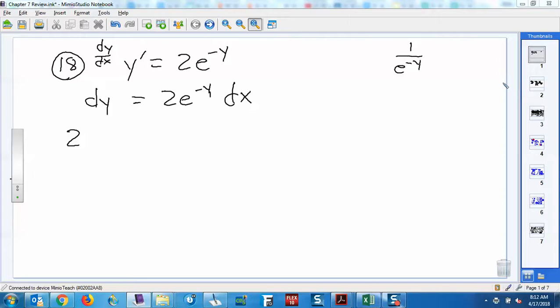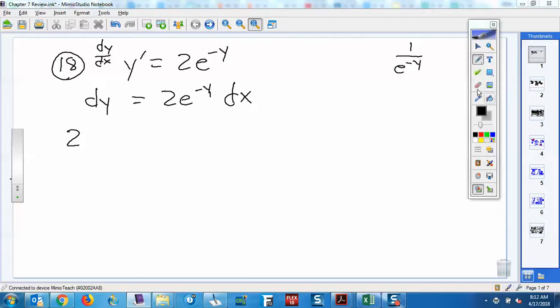I would leave the 2 over on that side. I would not divide it over. So this just becomes an e to the y dy. If you can do that right away, that's good. But if you want to write it that way, that's fine. Then flip it up. And then you get 2 dx.